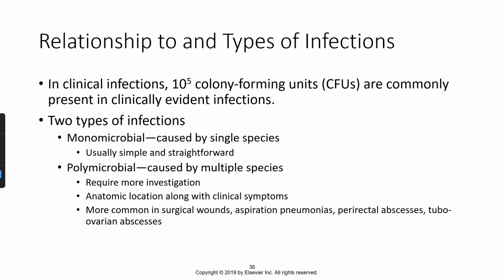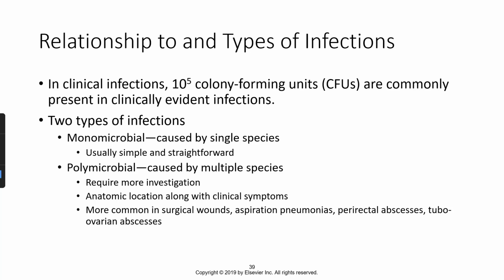So, the examination of prepared material. In clinical infections, 10 to the 5th colony-forming units are commonly present in clinically evident infections. There's two types of infections. Monomicrobial are caused by a single species. Those are usually simple and straightforward, and they usually come from sterile sites. So if you get cerebrospinal fluid, there's probably only one organism in there causing the problem. Or if you get bacteria from a bladder infection, there's probably only one organism in there that's causing the infection. So monomicrobial would be from sites that are supposed to be sterile.